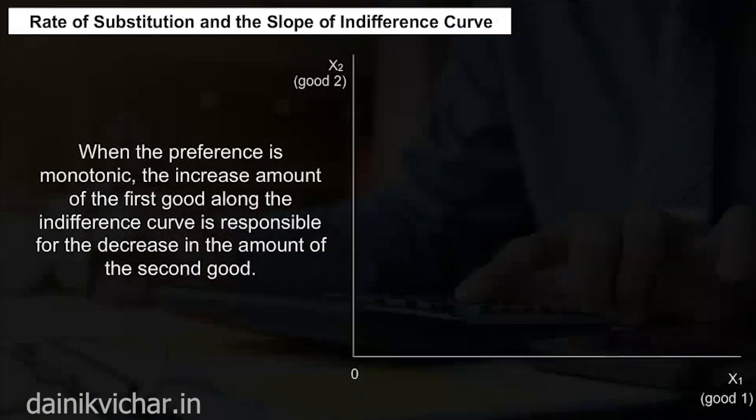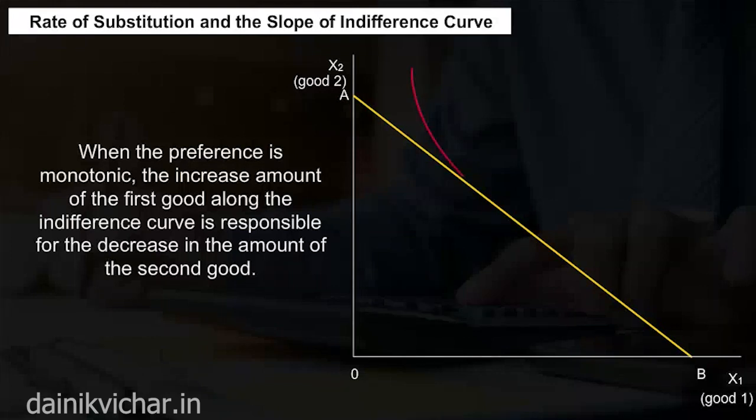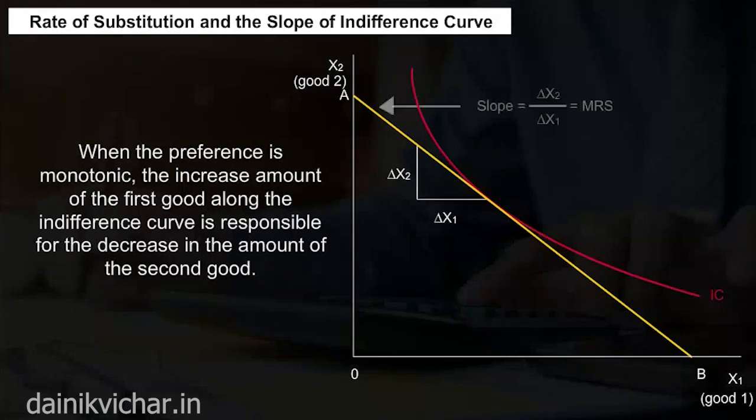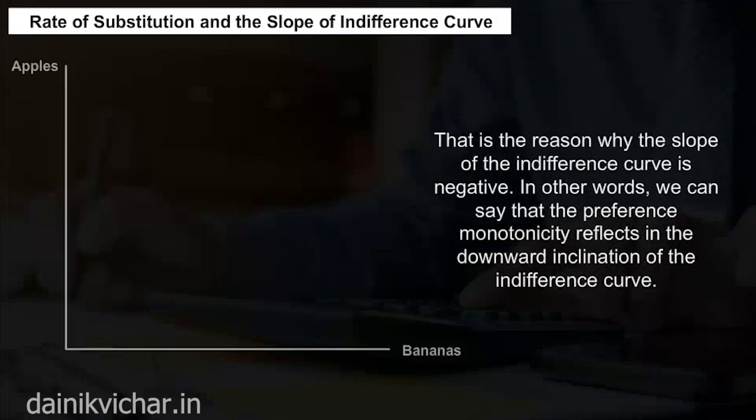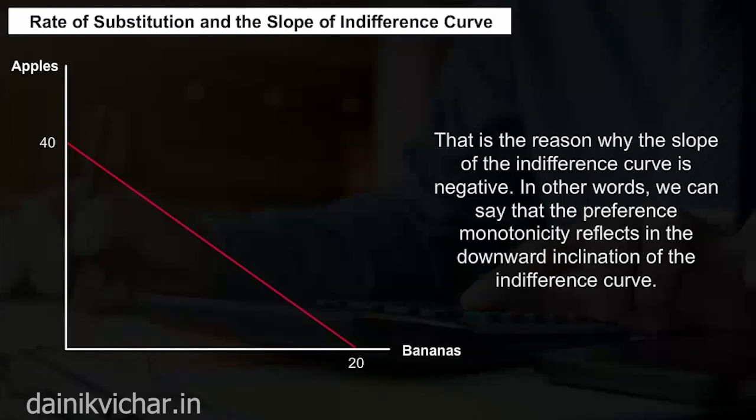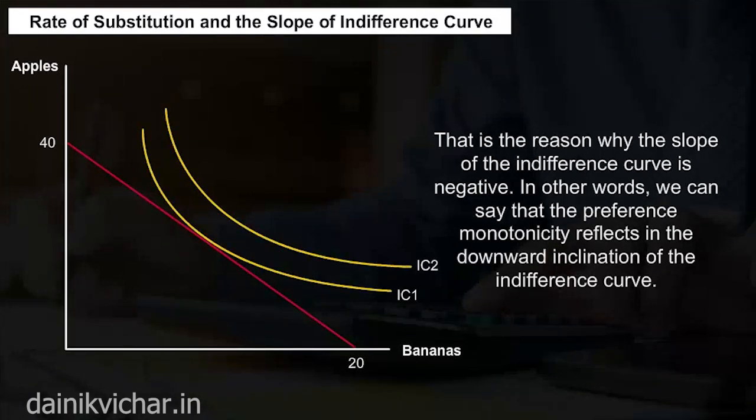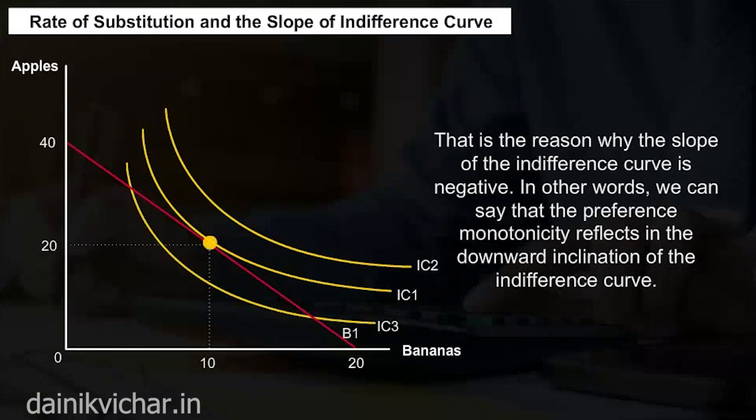When the preference is monotonic, the increased amount of the first good along the indifference curve is responsible for the decrease in the amount of the second good. That is the reason why the slope of the indifference curve is negative. In other words, we can say that the preference monotonicity is reflected in the downward inclination of the indifference curve.